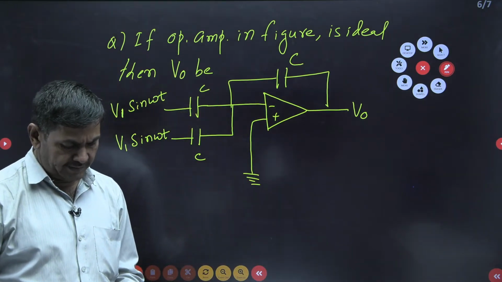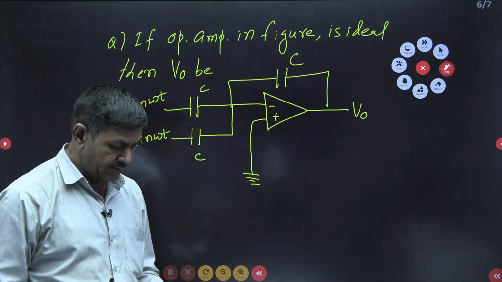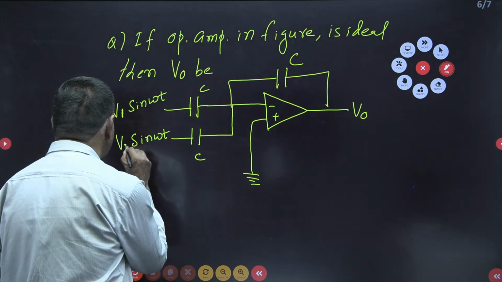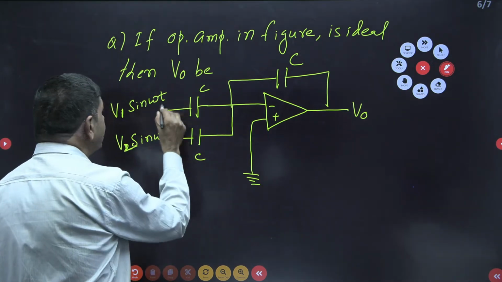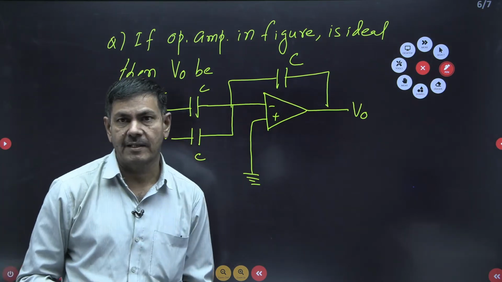Can anybody give the answer for this question without my help? One is V1, and the next one must be V2 only, sorry, I made a mistake. Now we can put V2 here. This is the V1 sin omega t, this is the V2 sin omega t. It is asking to find the V0 value.